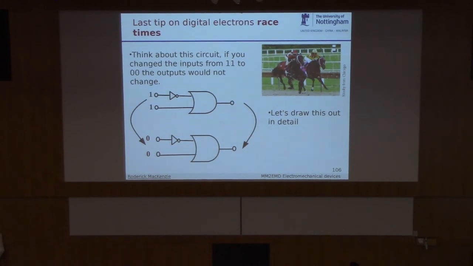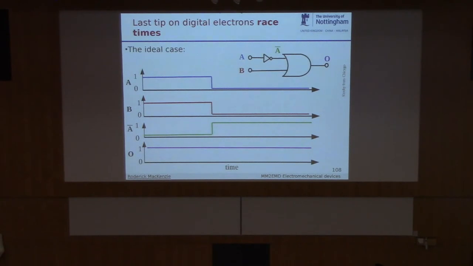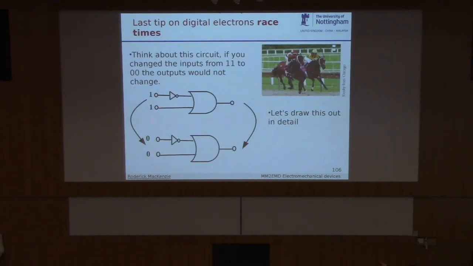So what I would like you to think about is this circuit here. We've got on the inputs to this circuit the numbers 1, 1, and then all of a sudden, for some reason, the input to this circuit changes to 0, 0. Okay? So let's draw this circuit out in detail. We've got 1, 1 here, we've got a 0 here, we've got a 1 here, and we've got a 1 on the output. Here, we've got a 0 here, a 1 here, this is a 0, and we've got a 1 on the output.